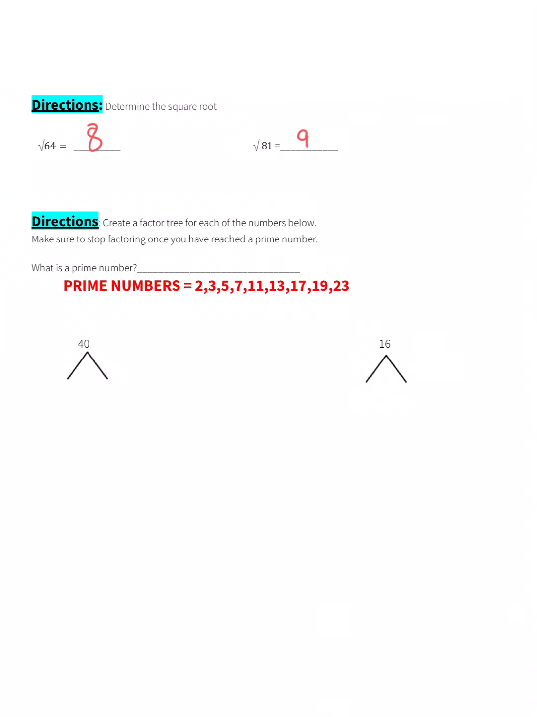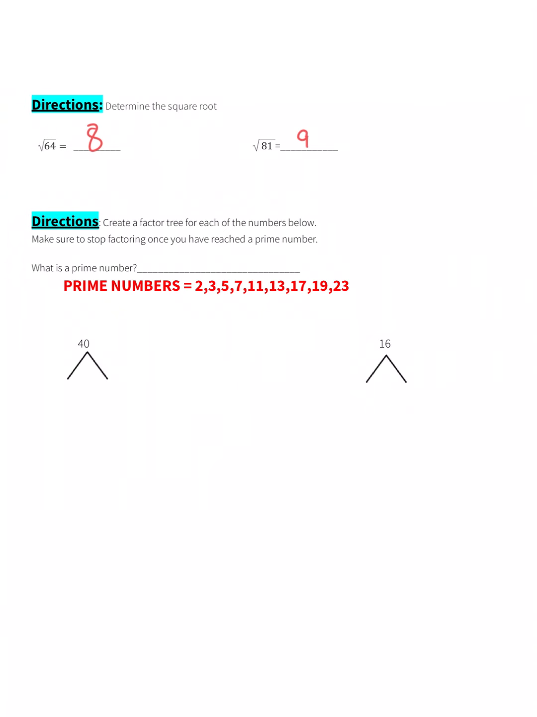Okay, so check for perfect squares. A lot of times these are numbers we have memorized. If not, it's a good idea to check before you simplify. Next, we're going to be making prime factorizations. And here we have, what is a prime number?